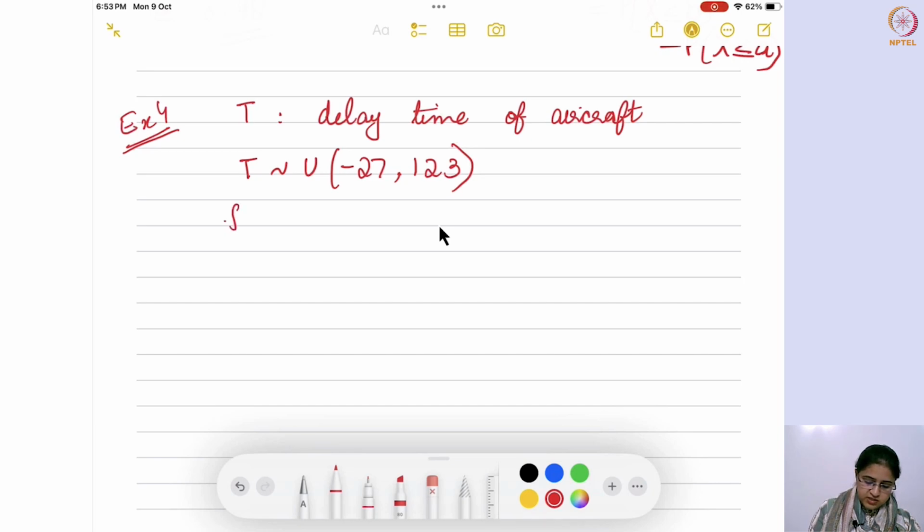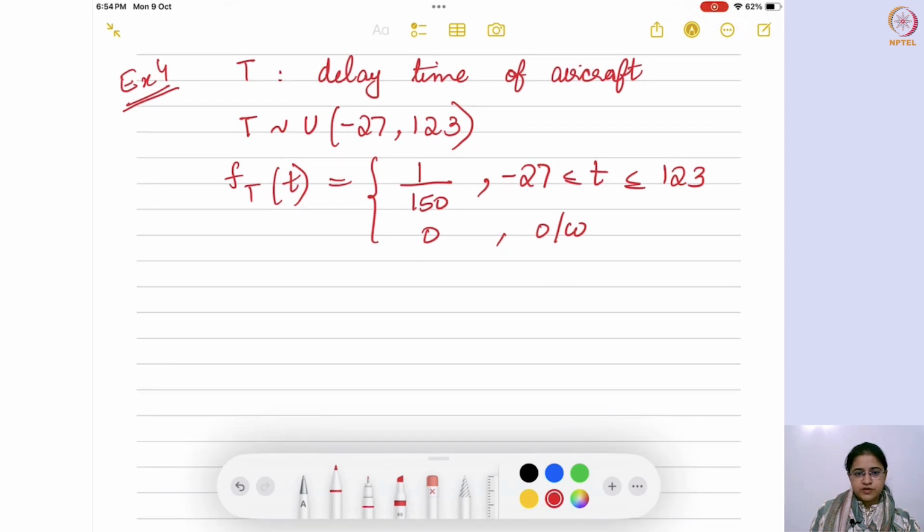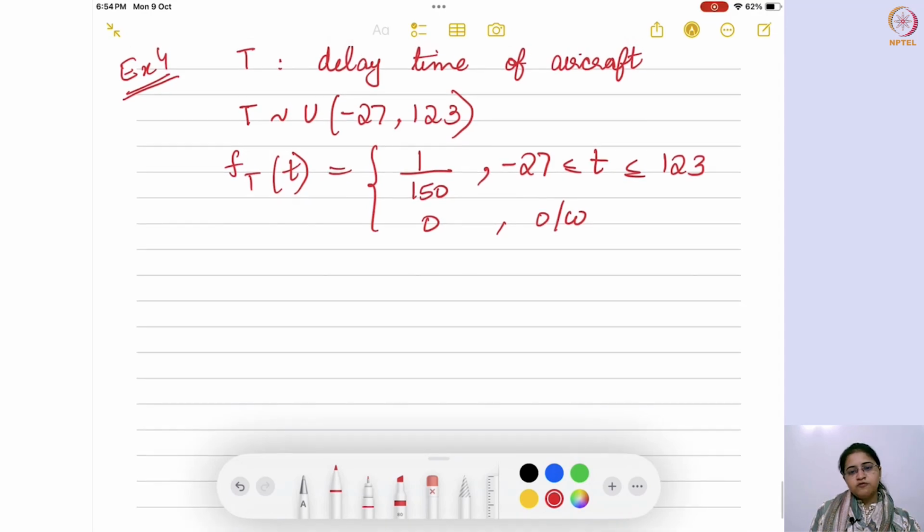If you have to write this density, it is 1 over B minus A, so this is basically 1 over 150, and it goes from -27 less than or equal to T less than or equal to 123, and it is 0 otherwise. This is the delay time of aircraft which is given to you. So it is coming from a uniform distribution. There is no mention of normal distribution.